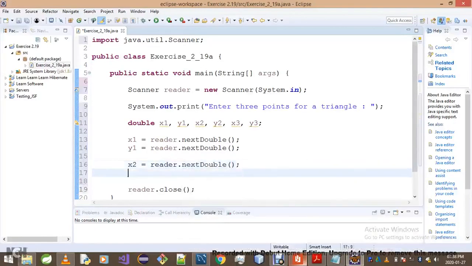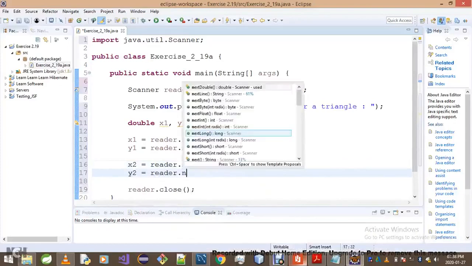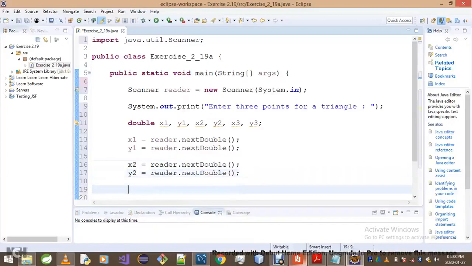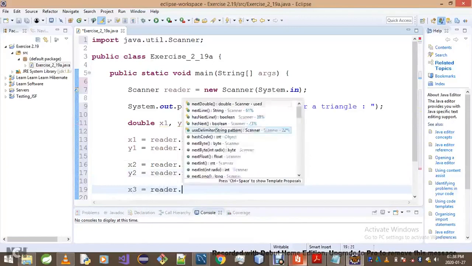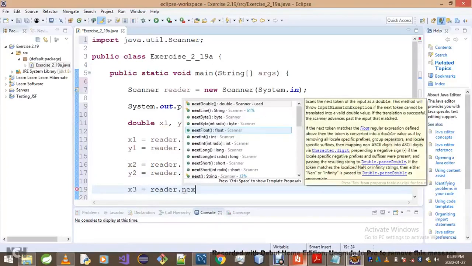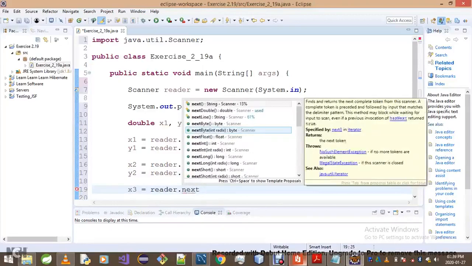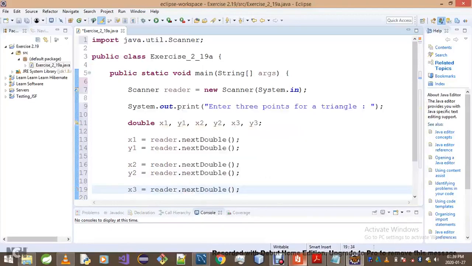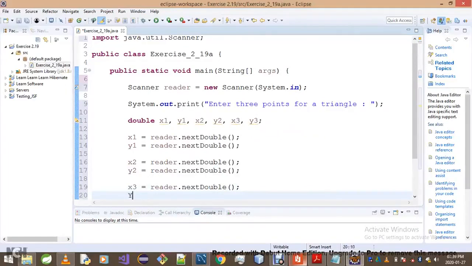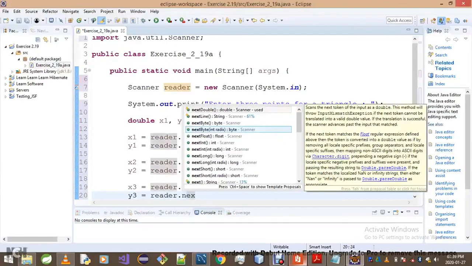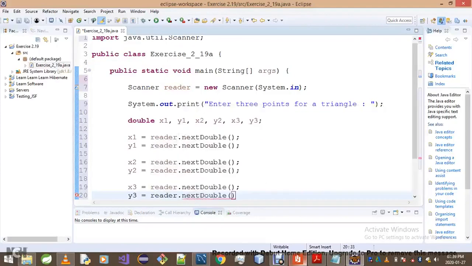reader.nextDouble. y2 is equal to reader.nextDouble. And lastly, we've got to have x3 and y3, reader.nextDouble, reader.nextDouble.